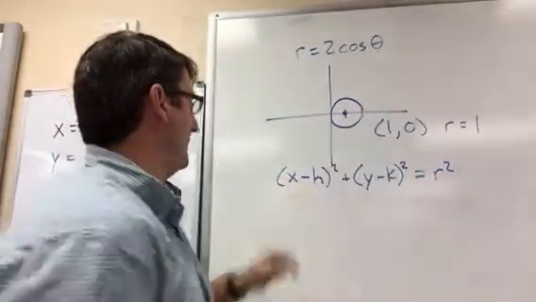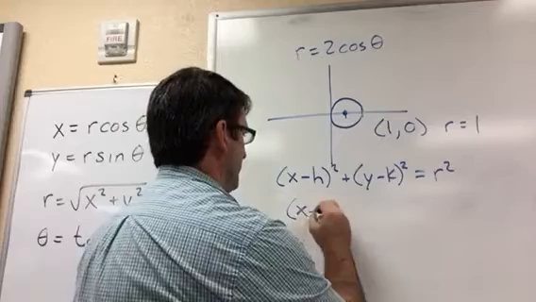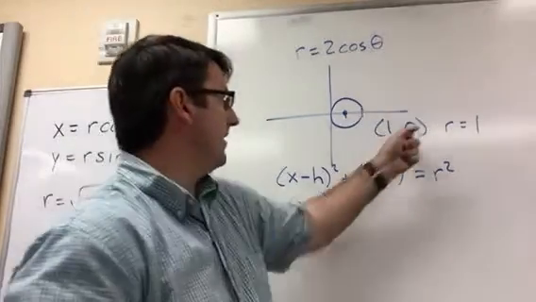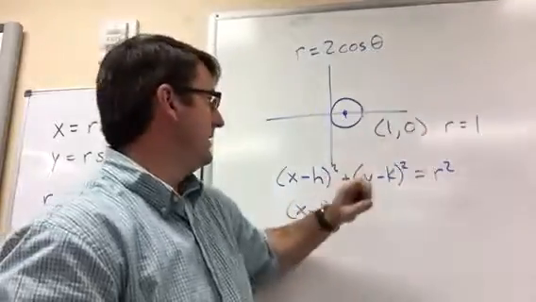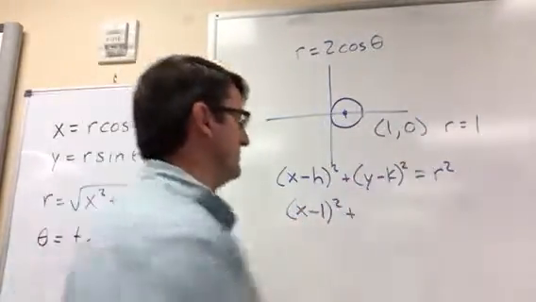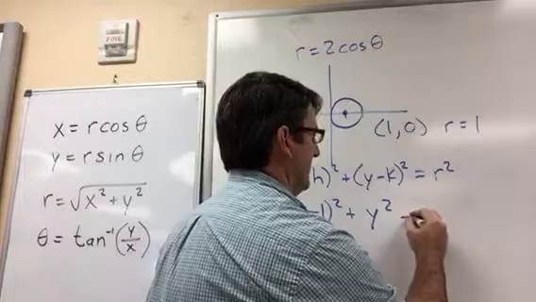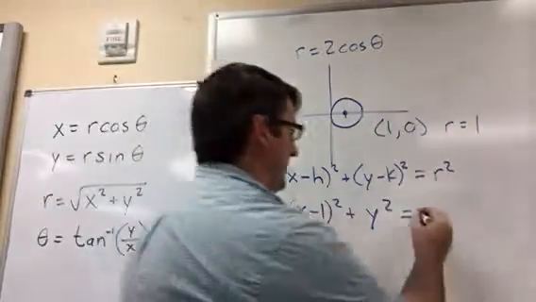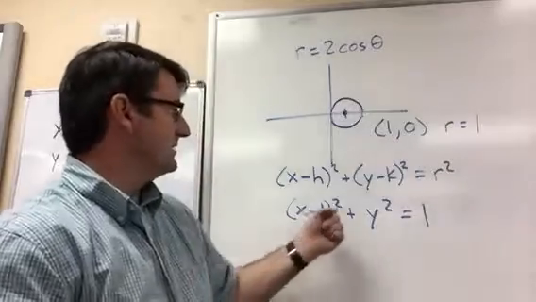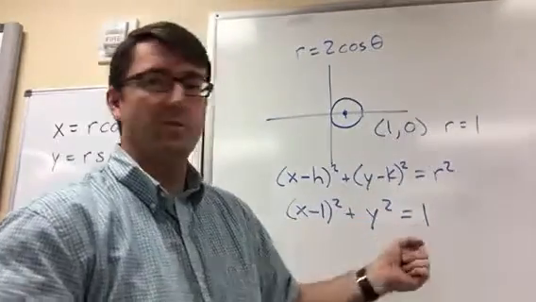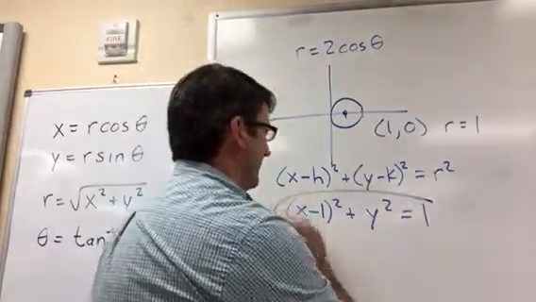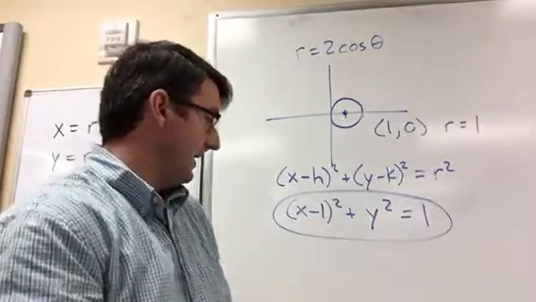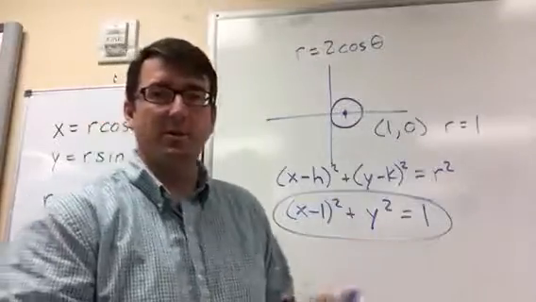And so we can plug those numbers in and get the equation in rectangular form. Our h is 1, so this is x minus 1 squared. Then our k is 0, so this is y minus 0 squared, which is just y squared. And our r is 1, and 1 squared is just 1. So we get x minus 1 squared plus y squared equals 1. And that is our answer. All right, so that's the shortcut way of doing this.